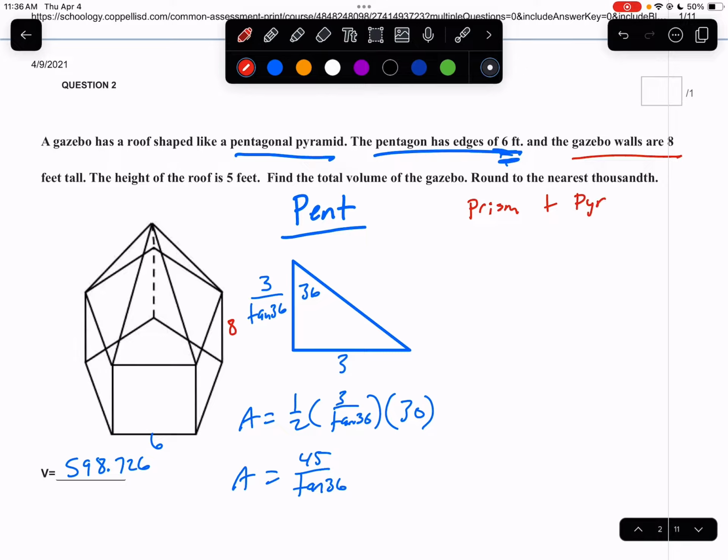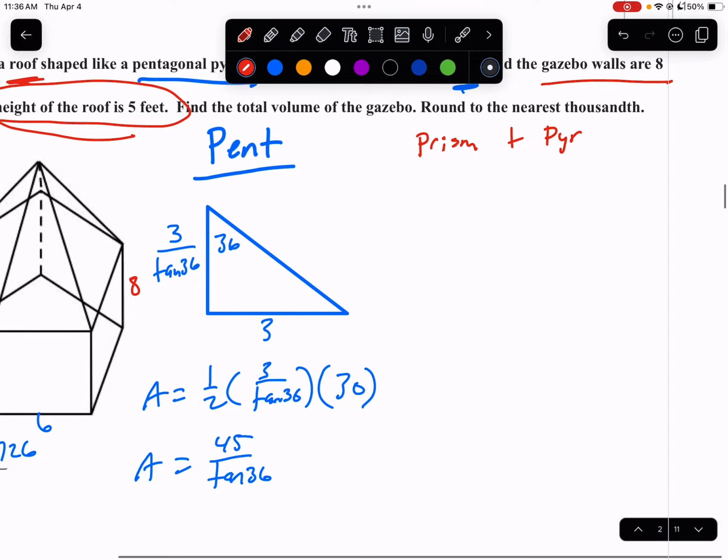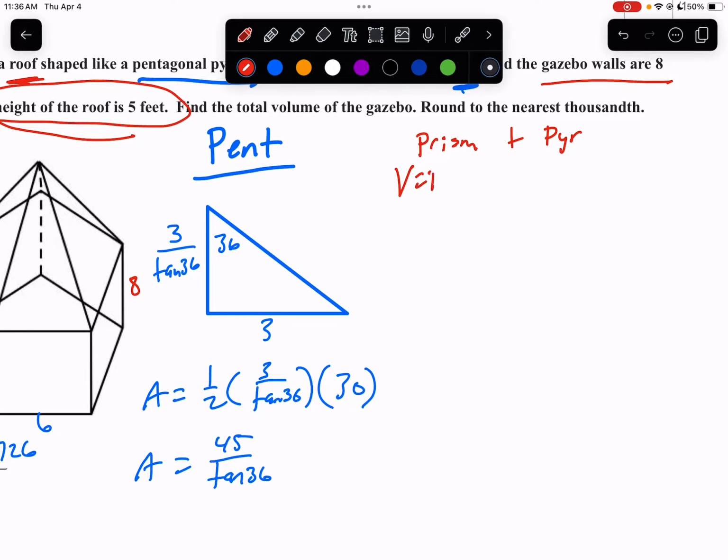The prism has a height of 8. And it says the height of the roof, in other words, the height of the pyramid is 5. So we know these heights. So the volume is going to be the area of the base times the height for the prism plus 1/3 times the area of the base times the height of the pyramid. Well, their bases are the same shape. So capital B in both cases is going to be 45 over tan 36.